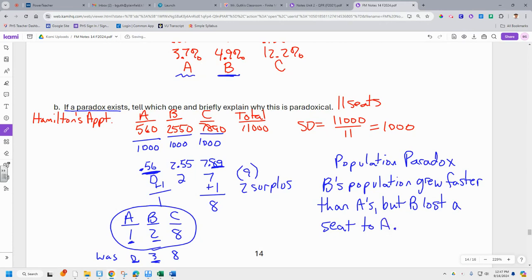B's population grew faster than A's, but B lost a seat to A. That is the population paradox.